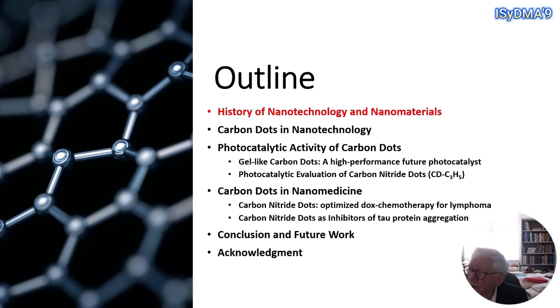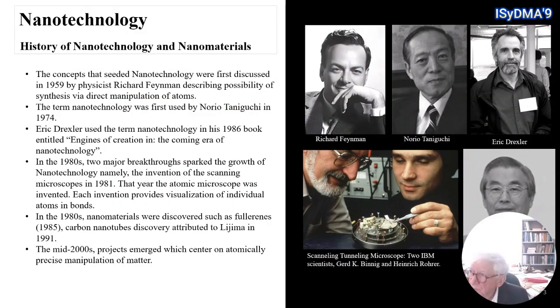First, a very brief history of nanotechnology and nanomaterials. As you can see, the first person who talked about the possibility of manipulating atoms was Richard Feynman in 1959. That was followed by the term nanotechnology itself, used by Norio Taniguchi in 1974, and Eric Drexler also said in 1986 that this coming area was related to nanotechnology.